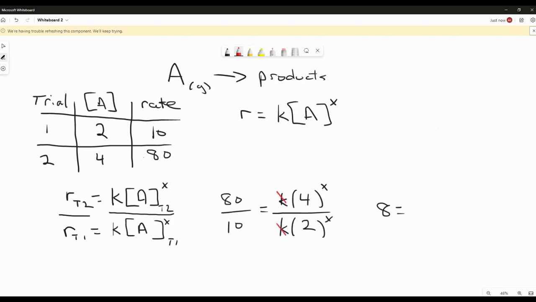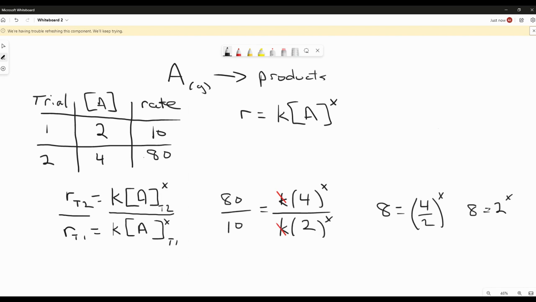The first thing we can see is that since the constant is the same, we can cancel those out. And then we can use our exponent laws to recognize that 4 to the x divided by 2 to the x is the same as 4 over 2, all raised to the power of x. Or what we have is 8 is equal to 2 to the power of x.